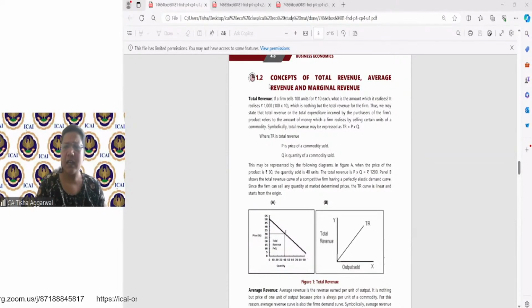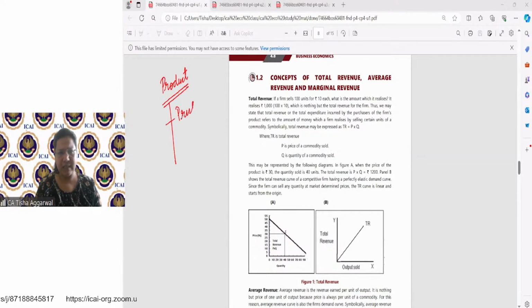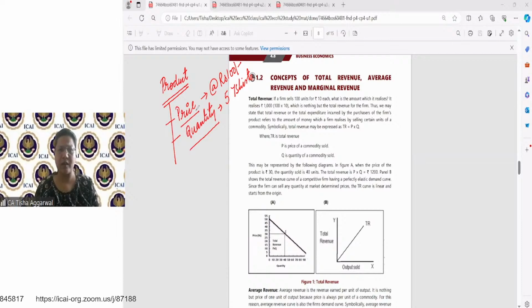Okay. Now let's talk about the concept of total revenue, average revenue, and marginal revenue. Very simple, very easy and very clear. Now let's understand. You sell a product with a price and quantity. So for example, I bought 5 t-shirts at the rate of 100 rupees each. This is your price, this is your quantity.